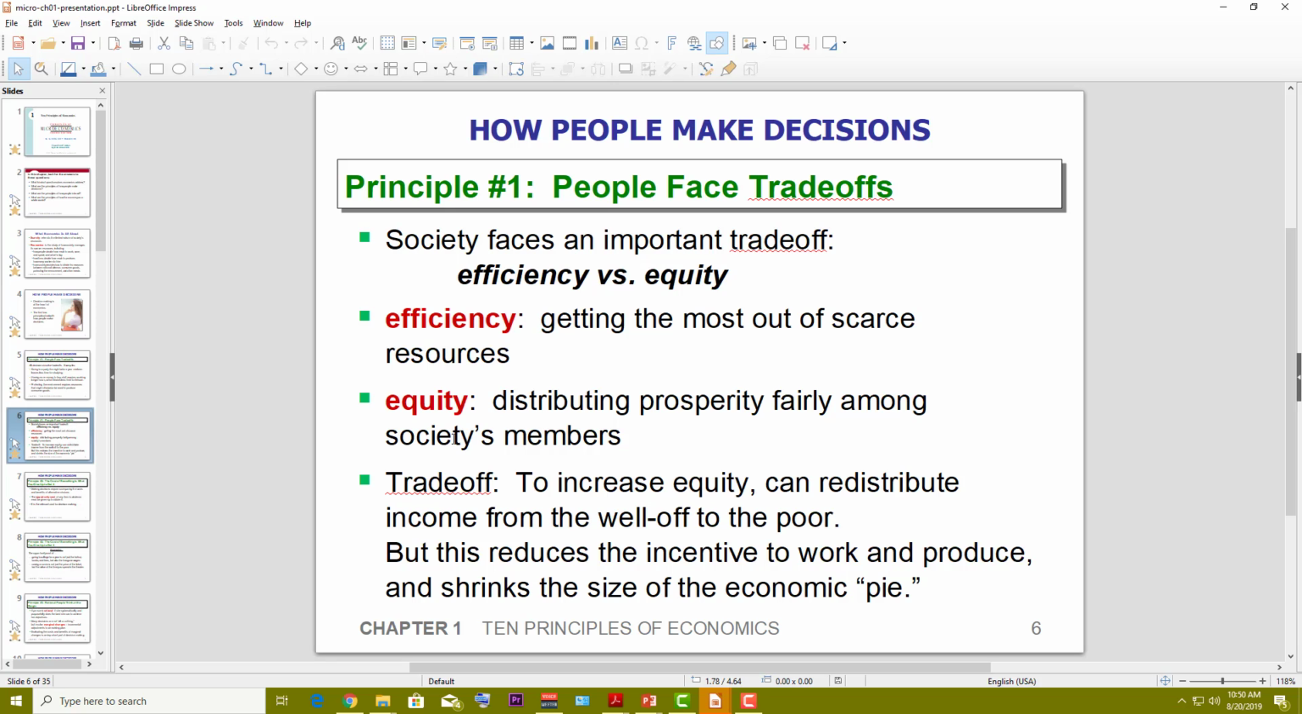For the most part, efficiency. We're going to look at efficiency later on when we're looking at production, but for now, just a working definition. Efficiency: getting the most out of scarce resources. So of course, inefficiency would be the opposite of that. You are wasting your resources. You're not getting enough out of those resources. So efficiency is getting the most out of your scarce resources.